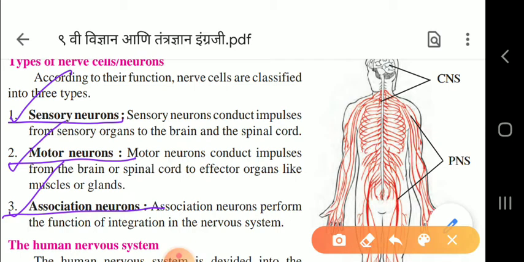The motor neurons conduct the impulses from the brain to the spinal cord, then to the effector organs like the muscles or the glands. Whenever the message goes to the brain with the help of sensory neurons, the brain interprets, meaning it decides what should be done according to that message, and that answer comes to the particular part. For example, when we touch the mimosa pudica plant, its leaves shrink because of the impulse that is formed there.